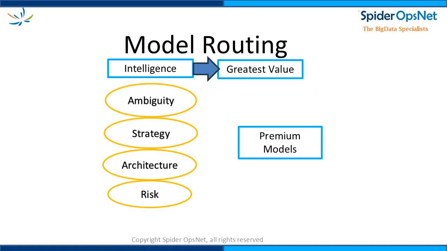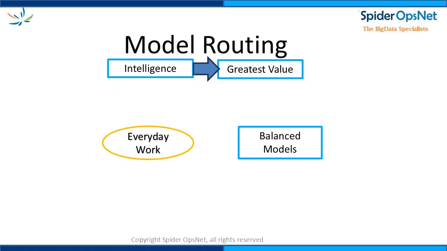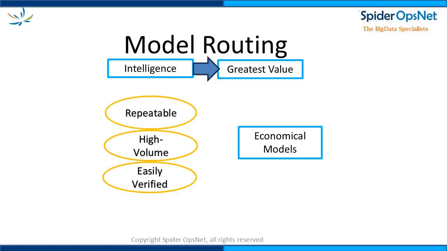Model routing is not about always choosing the cheapest model. It is about spending intelligence where intelligence creates the greatest value. Use premium models for ambiguity, strategy, architecture, risk, and independent review. Use balanced models for substantial everyday professional work. Use economical models for repeatable, high volume, and easily verified execution.